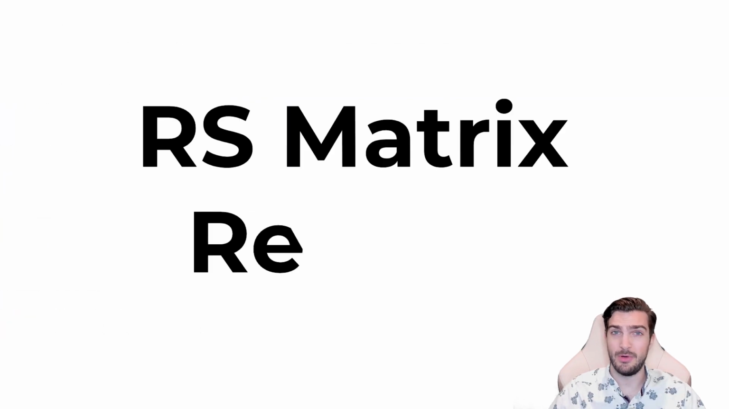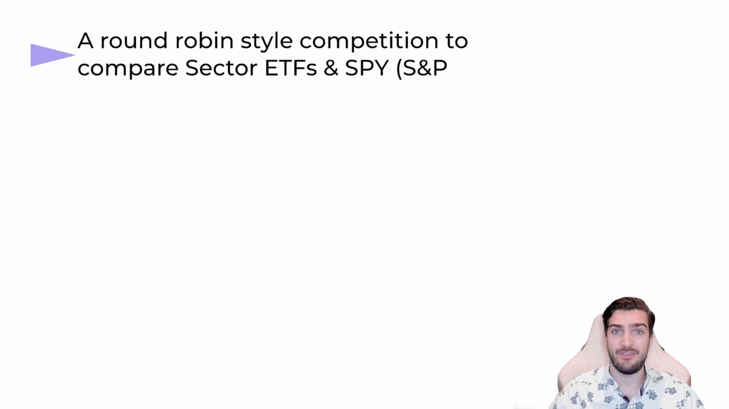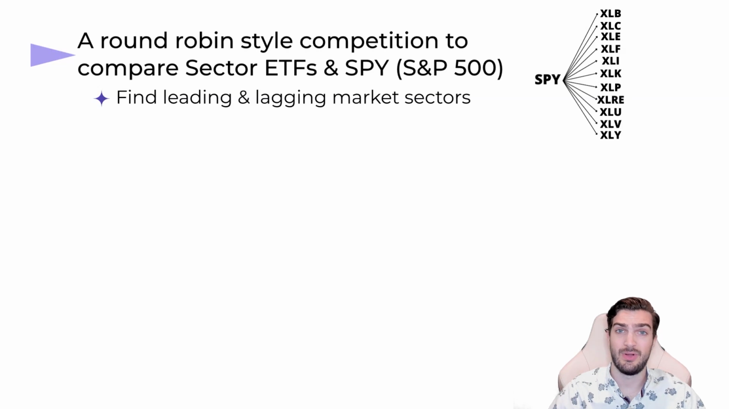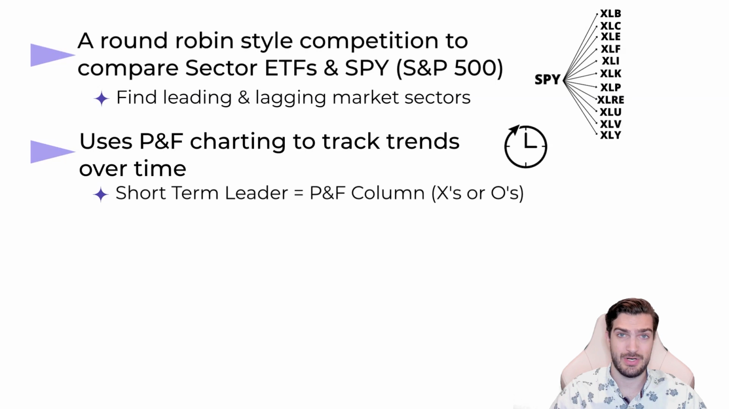Let's start off with a quick review of what a relative strength matrix is. A relative strength matrix is a round-robin style competition where we take every security in the group and put it head-to-head against every other security to see which ones are leading or lagging. In order to figure out who's leading or lagging, we use a style of charting known as point and figure, which provides amazing information to understand trends and how these trends are changing over time. We use point and figure in two ways. First, we use the column, an ascending column of X's or a descending column of O's, to decide who the winner is in the short term.